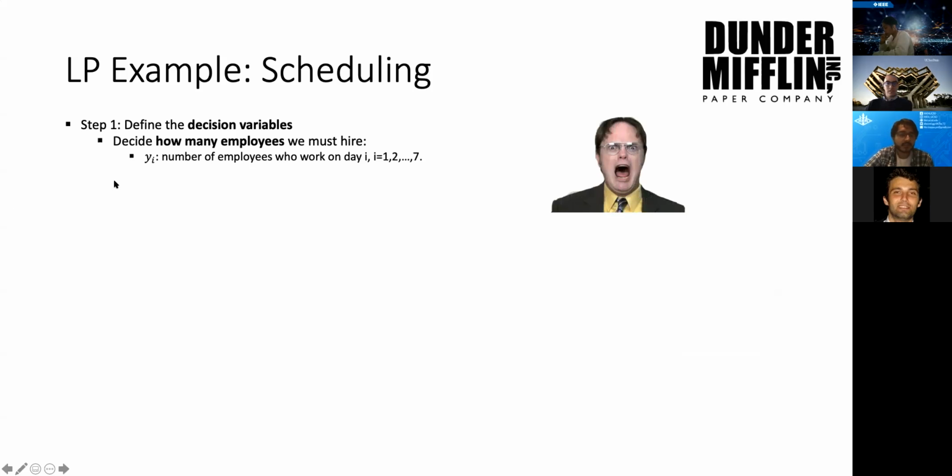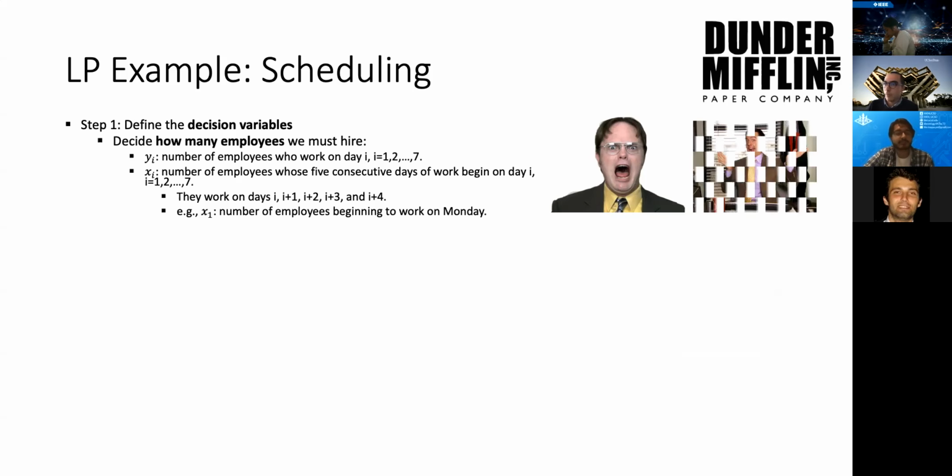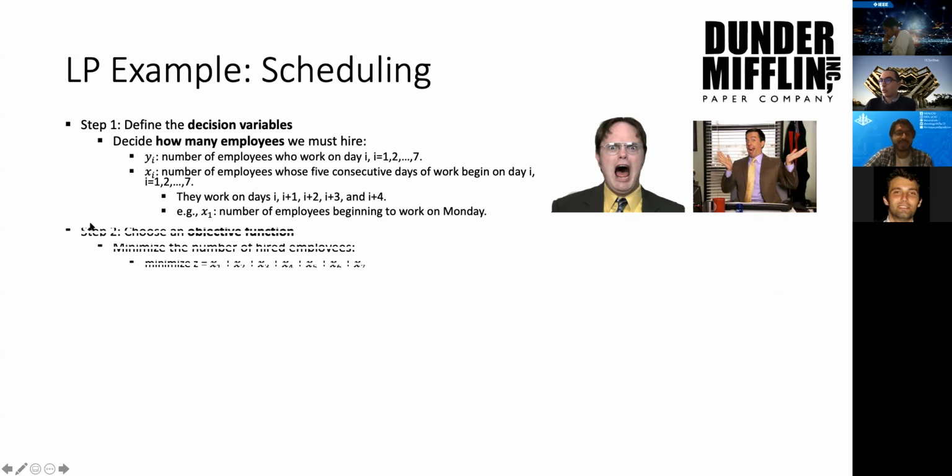Okay, so this is actually not the right decision variable. When we define this decision variable, we cannot put a constraint on the fact that each employee should work 5 consecutive days. So instead, we define the decision variable in this manner: the number of employees whose 5 consecutive days of work begin on day i. This means that an employee who starts working on day i will also work on i plus 1 through i plus 4. Okay, so let me then continue with the integer programming. If we have time, then we will continue with this example.